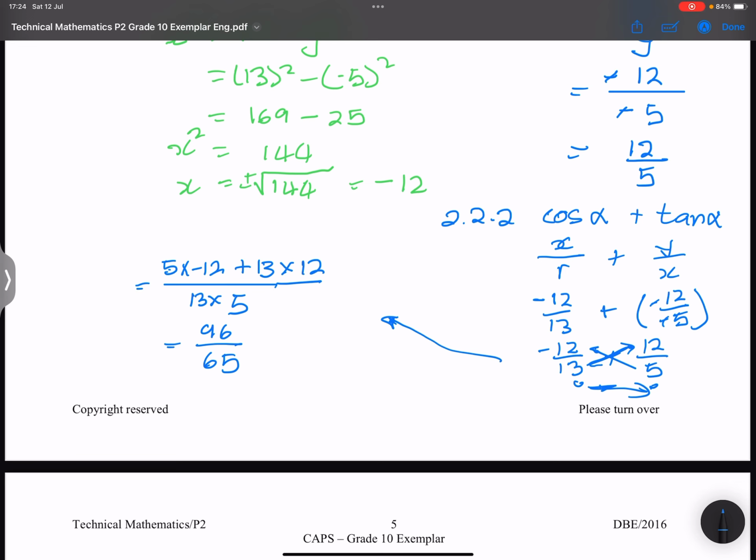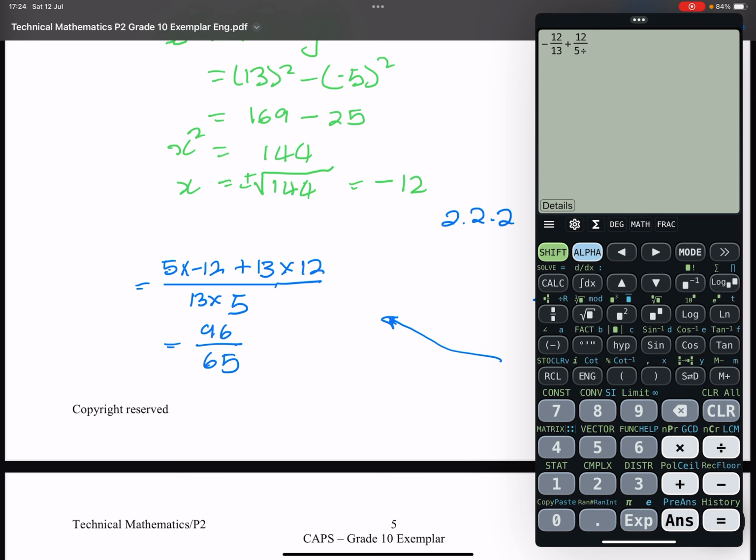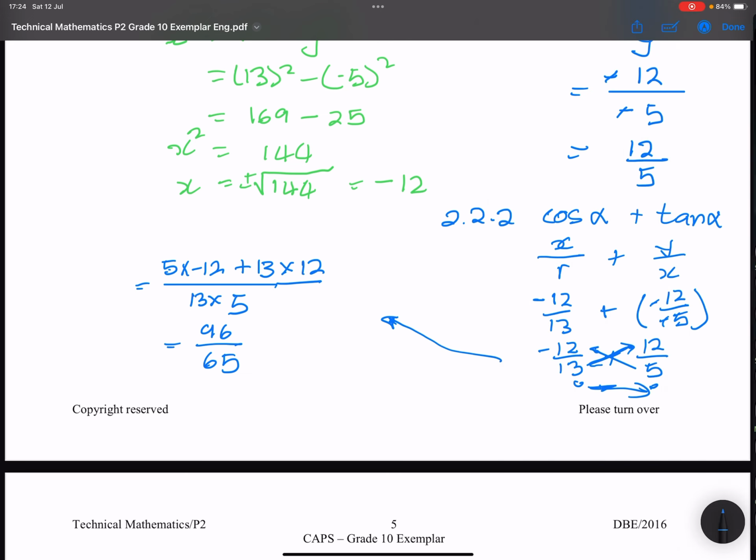I wanted you to note that we're going to get exactly the same value. If I say negative 5 times 12 plus 13 times 12, and we divide that by 13 multiplied by 5, you see that we get exactly the same value, which is 96 over 65.